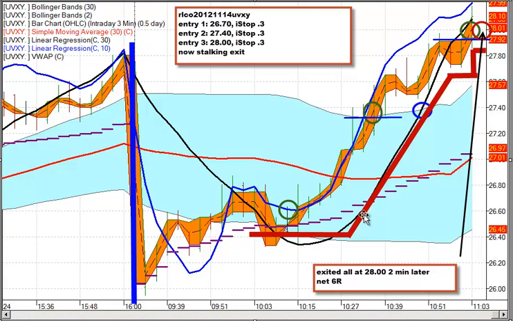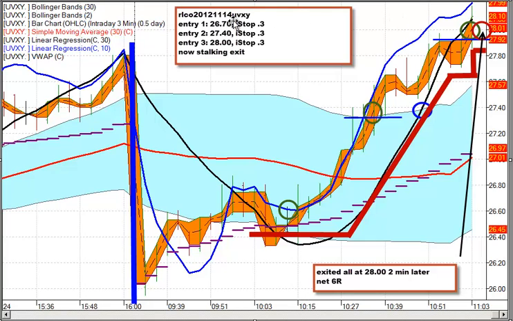And you can see the thick red line just represents how I'm managing my stops on the way up. If it had failed inside here, the exit would have been about 27.70. I like to keep that second position in the green, but it held support and range expansion.